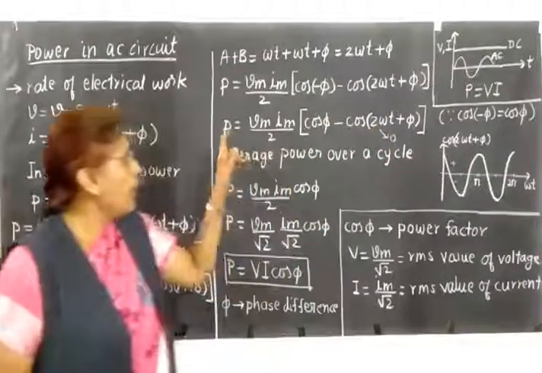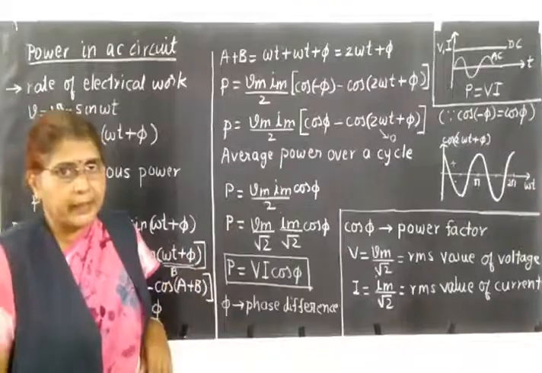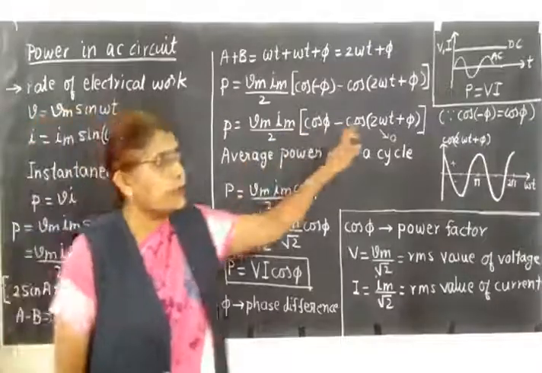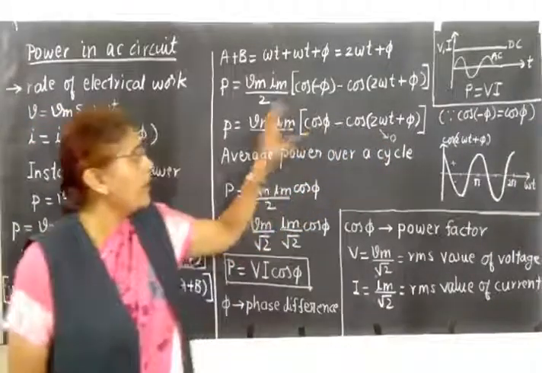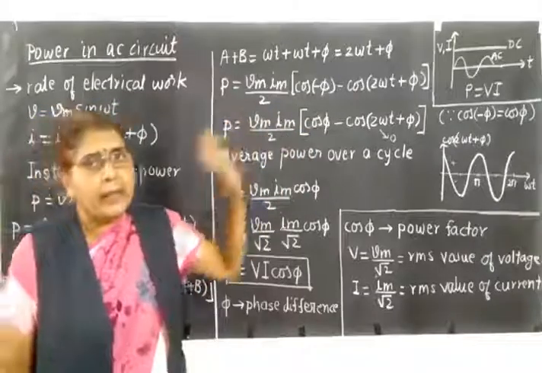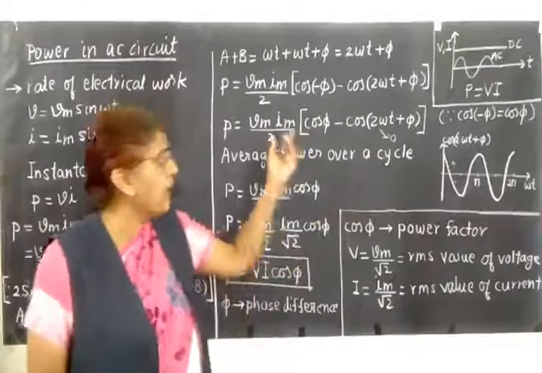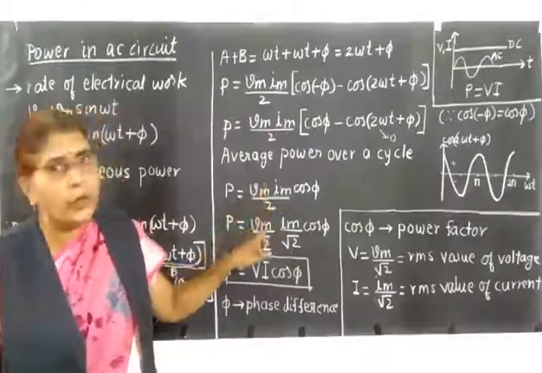So average power is written as capital P. This will be nothing but the average of these two terms. For them, the common coefficient is Vm Im upon 2. Vm and Im remain constant for a complete cycle. They are constant, so they remain as they are. So Vm Im upon 2, no change.